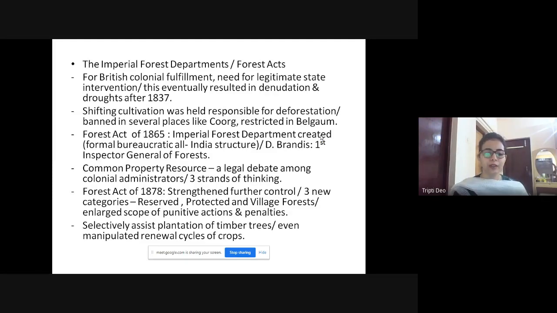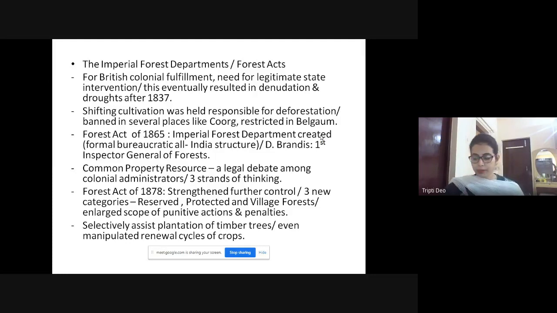So let's look at the Forest Act of 1865. That's my third bullet point in this particular slide. The Imperial Forest Department created the first formal bureaucratic All India structure by initiating this legal act, the Forest Act of 1865. This was the first Forest Act, and D. Brandes was the first Inspector General of the forest. There are many features of this Forest Act that you might as well take a look at from your e-resource. But let me just tell you briefly what this particular act really was.